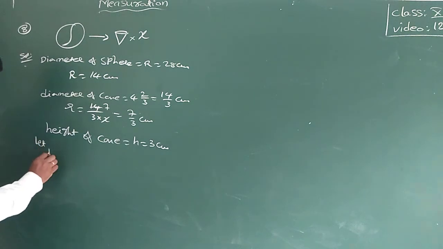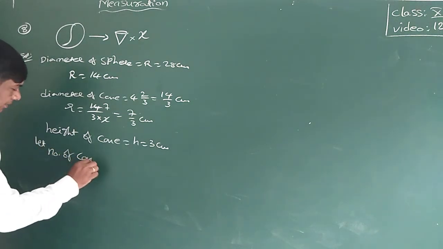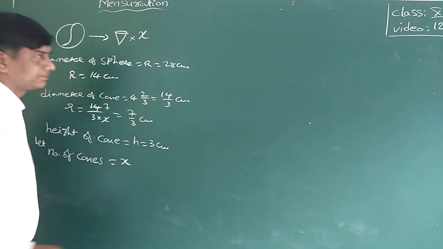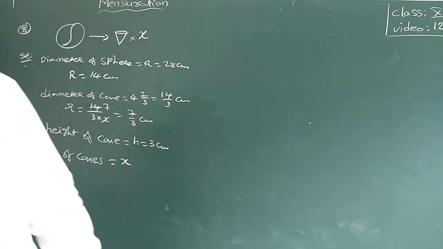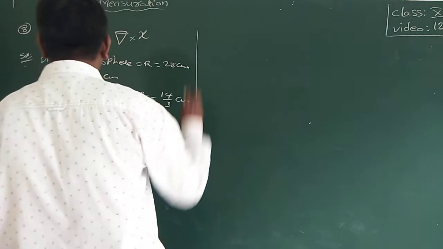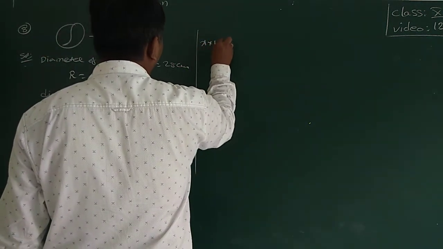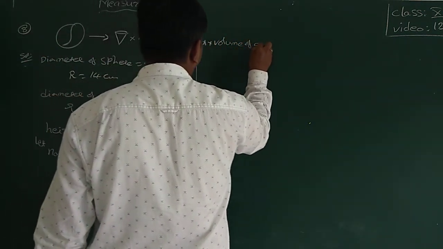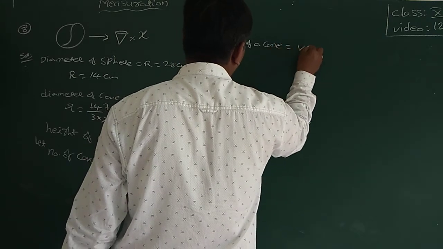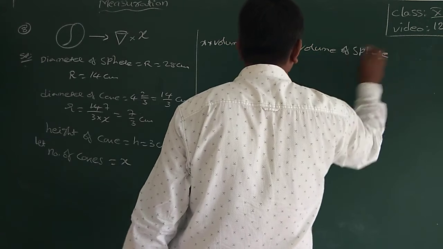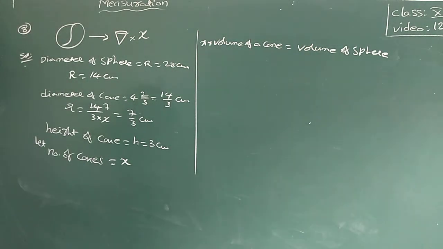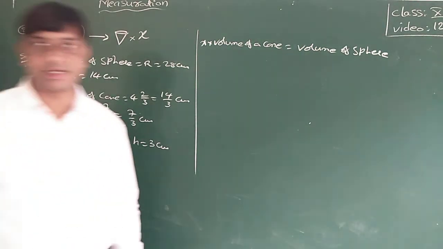Let us assume that the number of cones is equal to x. The volume of x cones is equal to the volume of the sphere. That's it, equate it. x into the volume of a cone is equal to the volume of a sphere. Only one sphere they are melting, not 2 or 3. They did not mention more than one, so one metallic sphere only.